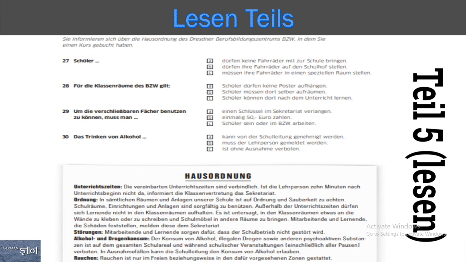So guys, I will suggest you for the Lesen part, your vocabulary should be very strong. You must know how to form sentences, what sentences mean, and the vocabulary is a must. Verbs collection should be very good. It will help you definitely.